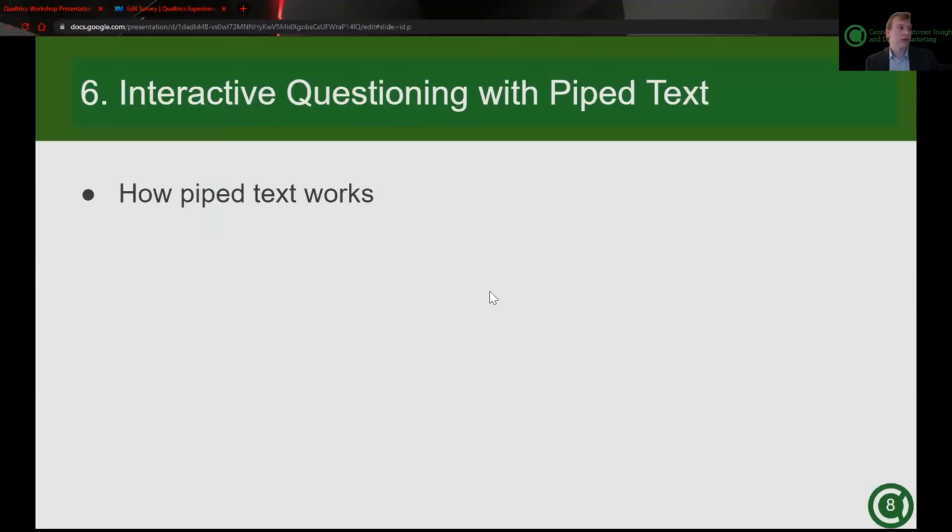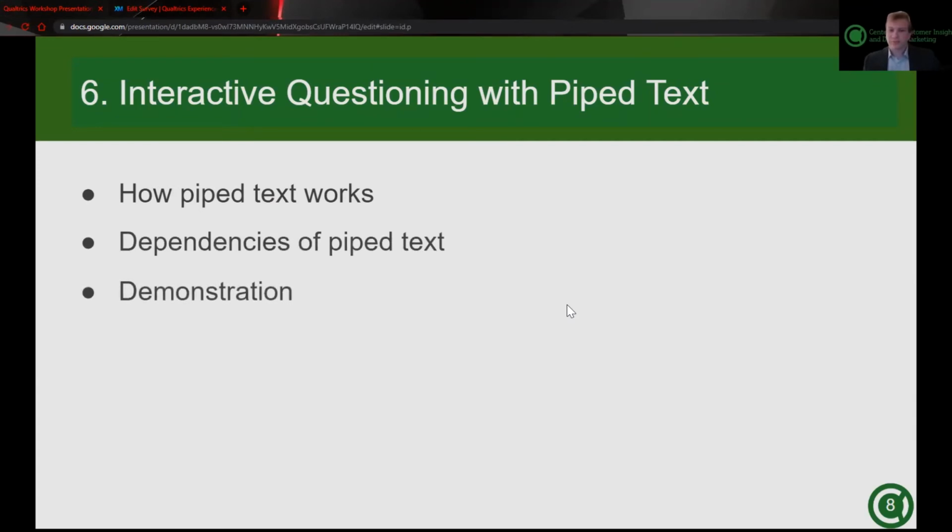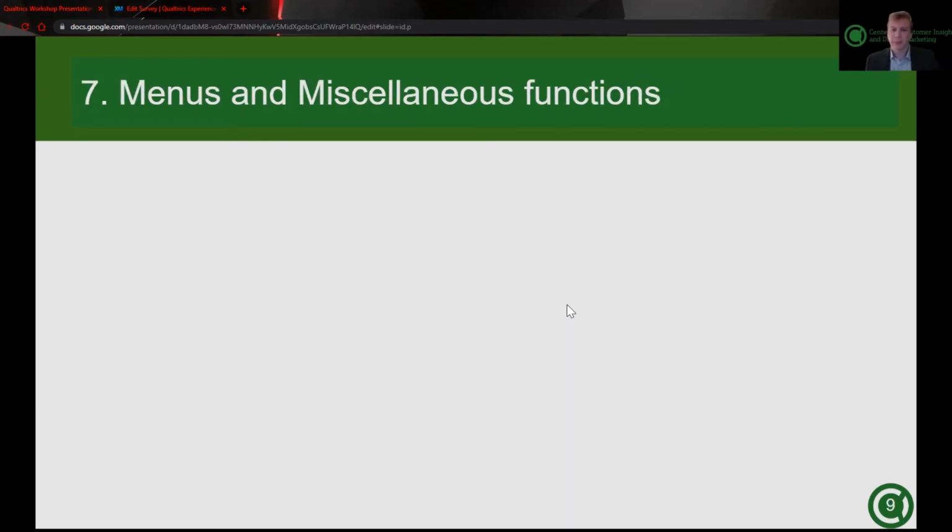And we are now done with this chapter. We addressed the dependencies of pipe text, and we had a demonstration. Pipe text also saves the researchers' time. Instead of setting up multiple display logics, one pipe text can get the job done. So let's move on to menus and miscellaneous functions.